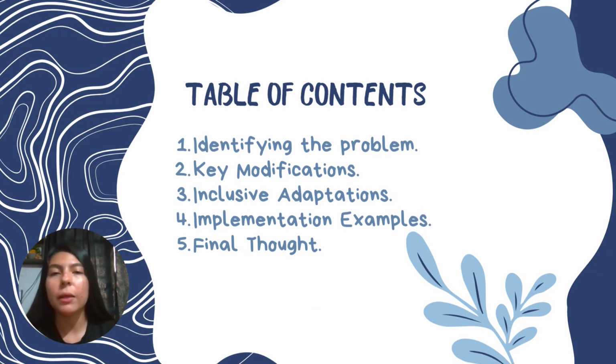And now, this is the table of contents. Number one, identify the problem. Number two, key modifications. Number three, inclusive adaptation. Number four, implementation examples. And number five, final thoughts.